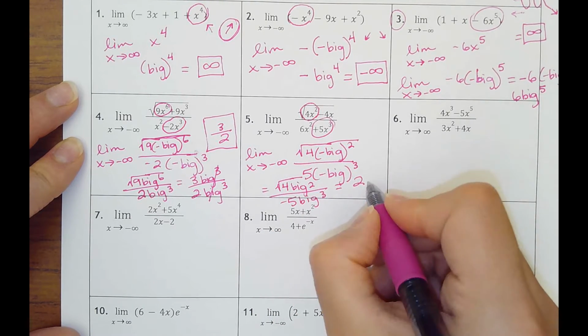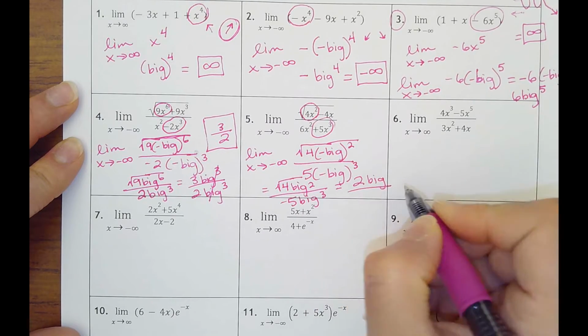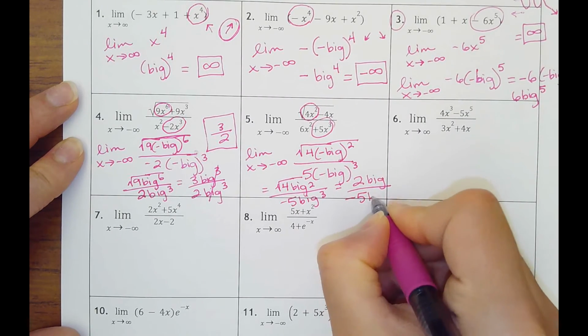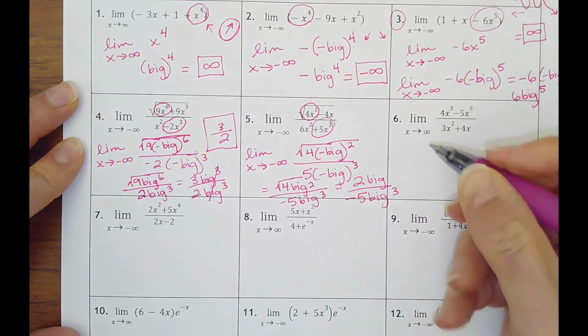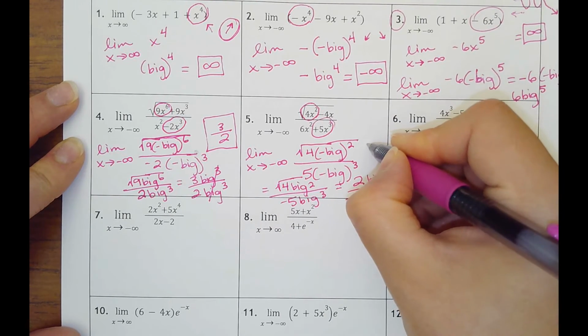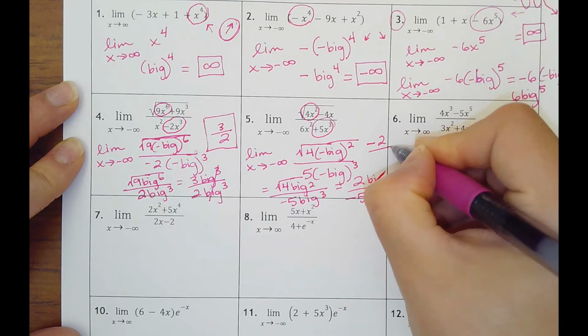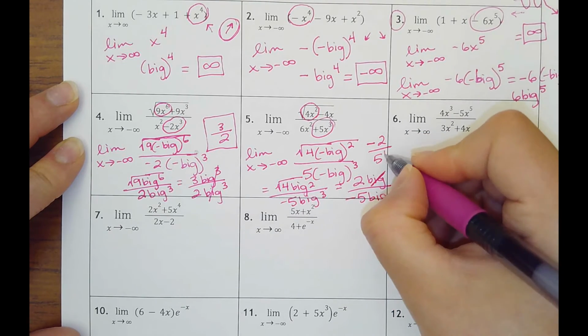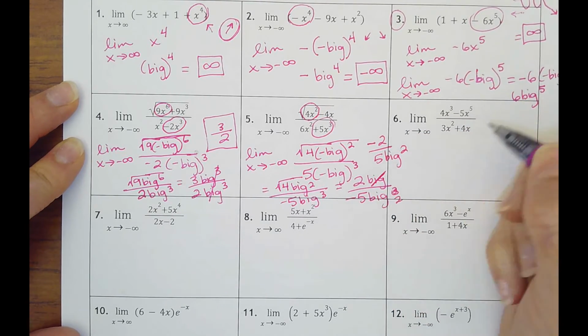Square root of something squared is just big. So 2 big over negative 5 big cubed. Okay, I want to cancel out a big from top and bottom. So that would make that negative 2/5 over big squared. I need more room. Let's think about this.